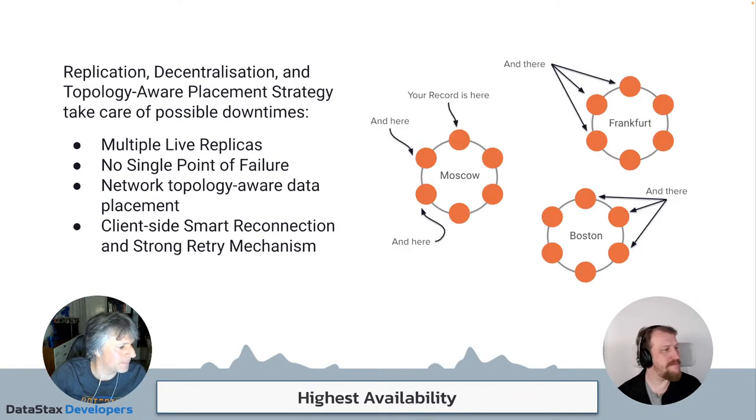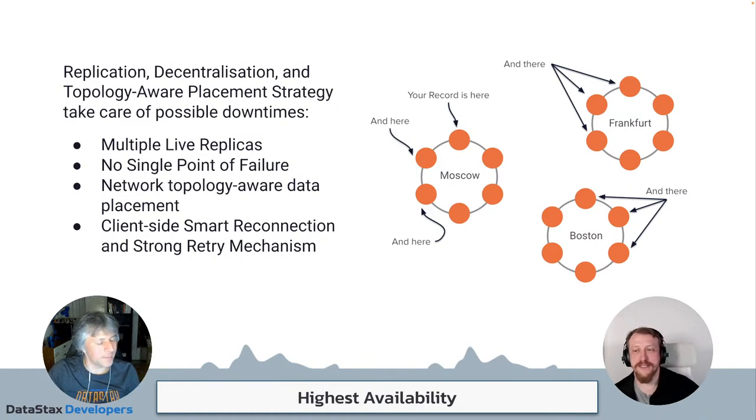Indeed. Highest availability, we discussed already. First, your data is replicated. Second, your data is replicated in different regions. Third, there is no single point of failure because of the decentralized nature we discuss soon. Network topology and data placement: replicas will be put on different servers, on different server racks, on different availability zones if you deploy in cloud.